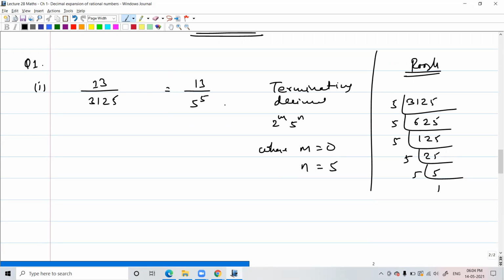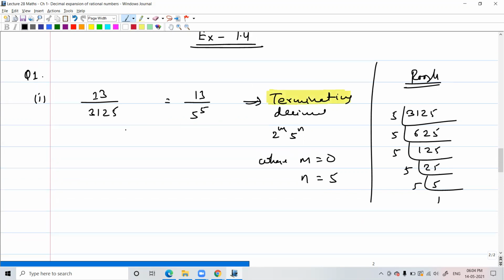And one extra question. This question only asks you to tell whether it is terminating or non-terminating repeating. So you have found out it is terminating. So that is the answer. That's it. But how many places of decimal will this have? 5. It will have 5 places of decimal.